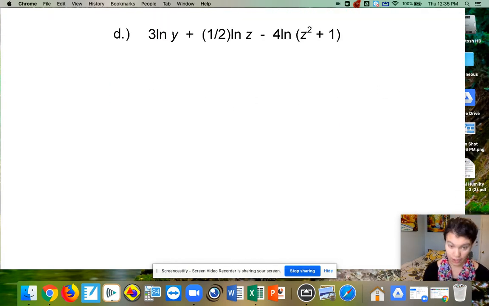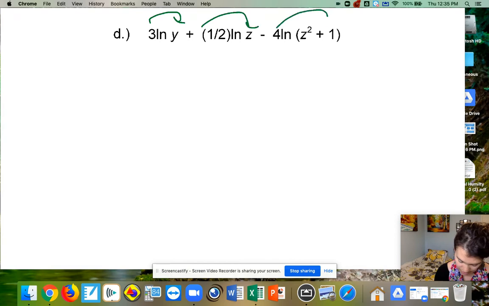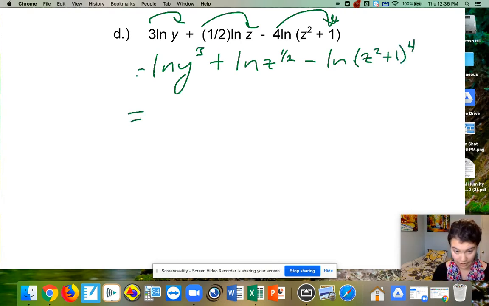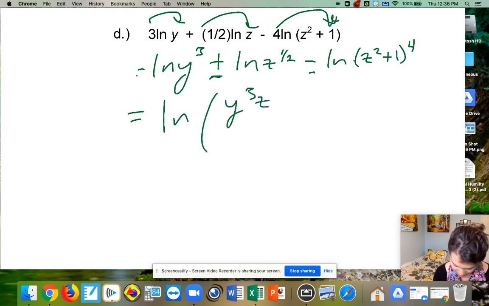Okay, so now a slightly more complicated one. I'm going to do this one in steps. So I'm going to start by bringing all of the coefficients up. So you'll have the ln of y to the third plus the ln of z to the 1/2 minus the ln of z squared plus 1 to the 4th. Now I'm going to combine the adding as multiplying and the subtracting as division. So we'll have the ln of y to the third, z to the 1/2 on the top, and all divided by z squared plus 1 to the 4th.